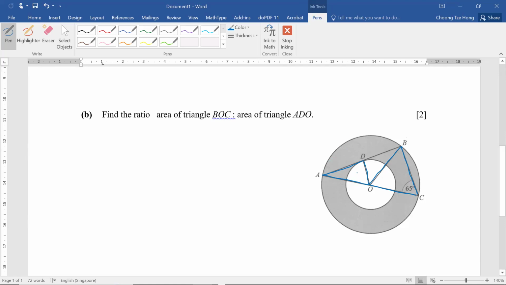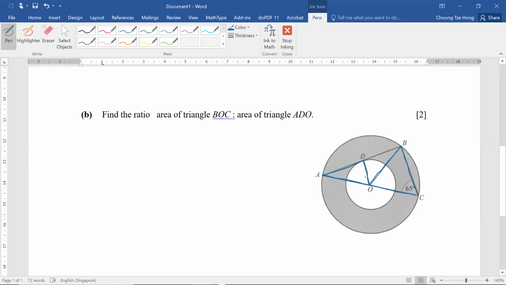Whenever you come across questions regarding similarity where they ask you to talk about areas, there's one question that you need to ask yourself. Are the two triangles that they are asking you to find the ratio for similar or not? If they are similar, then we can use the property that the ratio of areas of similar triangles is equal to the ratio of corresponding sides squared. In this case, you can see that these two triangles are obviously not similar, so you cannot use that particular property.